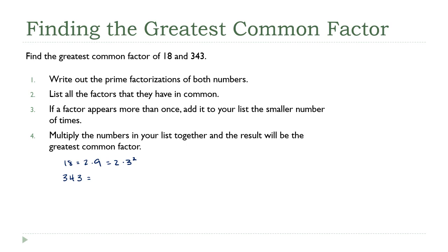by some numbers. And if you take this and divide it by 7, we get 7 times 49. 49, of course, is 7 squared. So this is 7 to the third power.